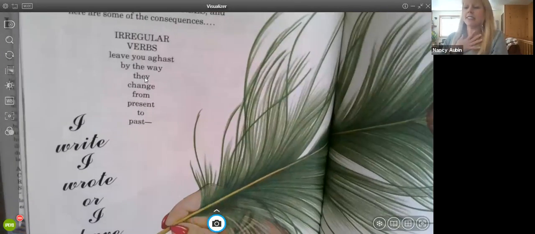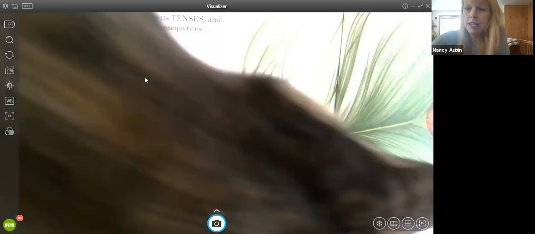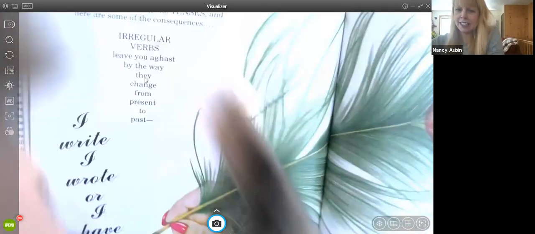Oh, aghast. Oops, there's a cat on my book. Sorry, that's Hazel. Goodbye, Hazel.